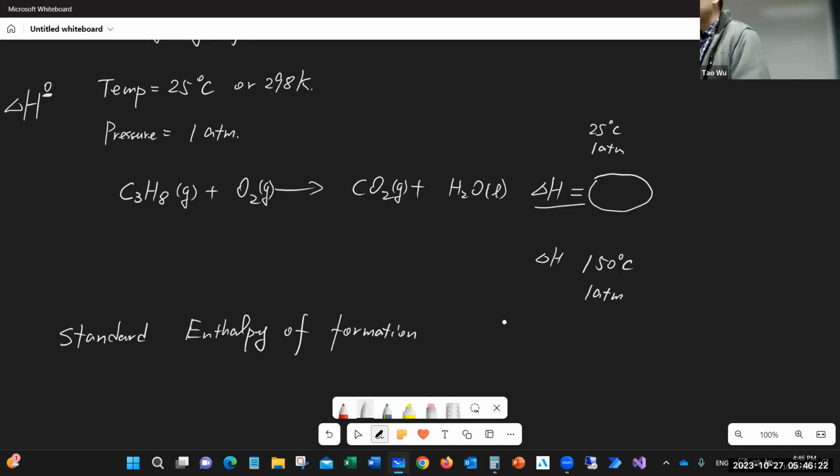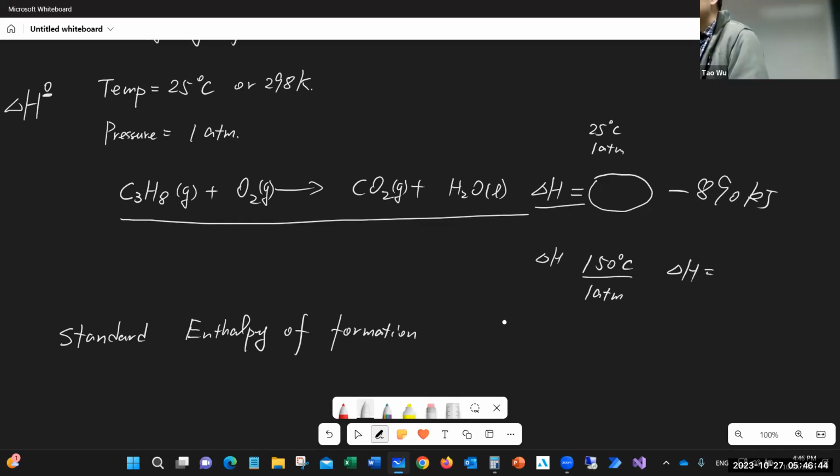No, the same equation will have a different delta H value when your temperature changes. So maybe this one produces negative 890 kilojoules. But if you raise the temperature to 150 Celsius, the delta H value will change. So this is the standard condition, this is the value. Then it will change, maybe become 500 kilojoules. So we'll still have a value, but the value will be different from the standard condition.